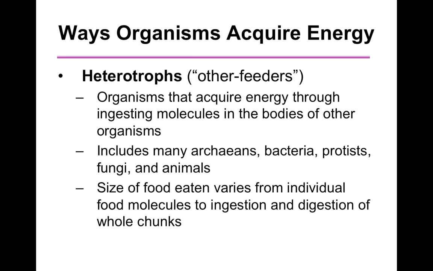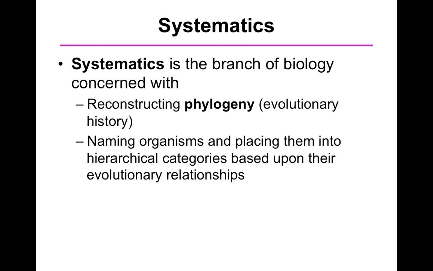Heterotrophs, okay, versus autotrophs. These are other feeders. They are organisms that acquire energy by ingesting molecules in the bodies of other organisms. This includes many bacteria, protists, fungi, and animals. The size of food eaten varies from an individual food molecule to ingestion and digestion of whole chunks.